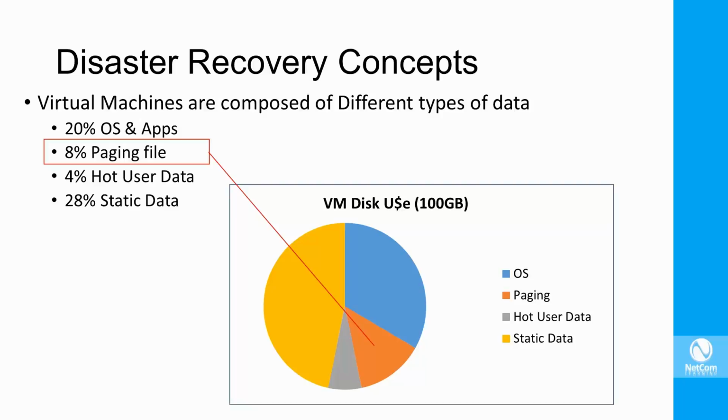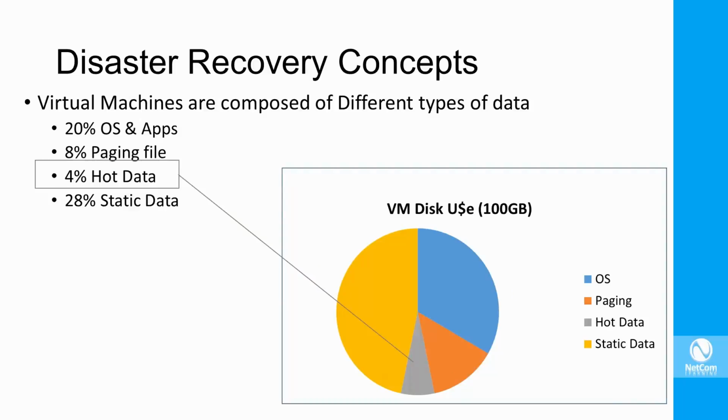In most cases, the active data and largest delta created by any VM is in its paging file or swap partition. Ironically, in most cases, paging data does not need to be replicated as part of your DR plan. What you really want to replicate are any change blocks in the VM except the paging file, especially the hot data that represents ongoing work product.